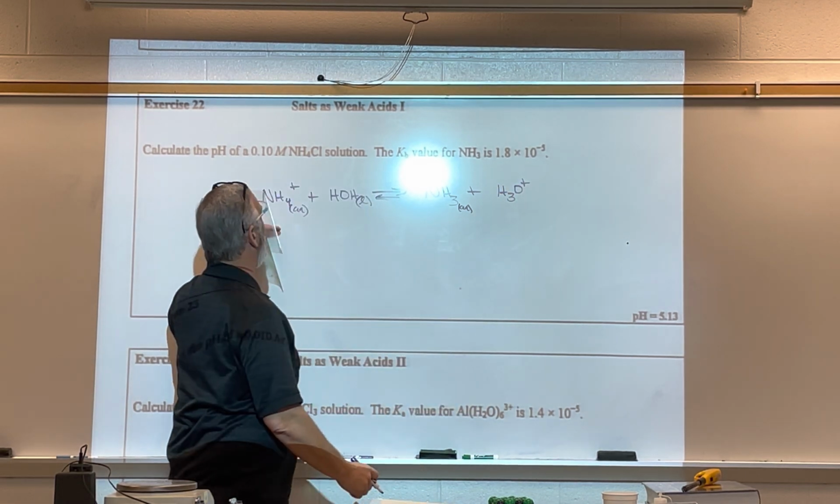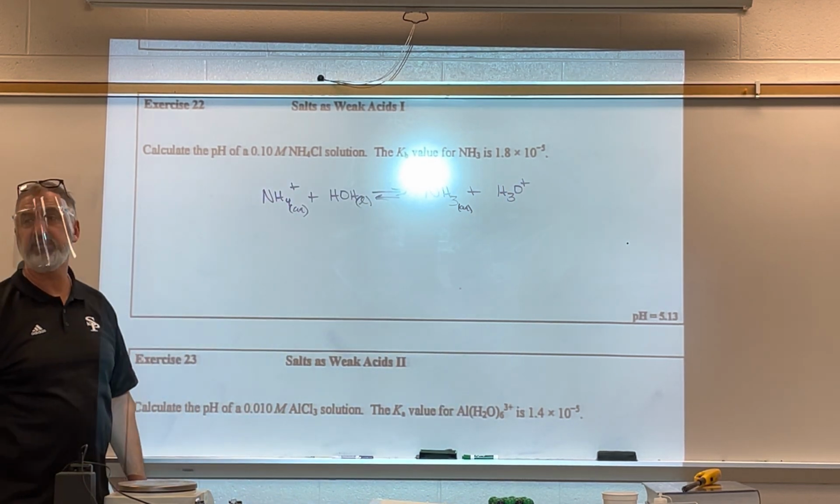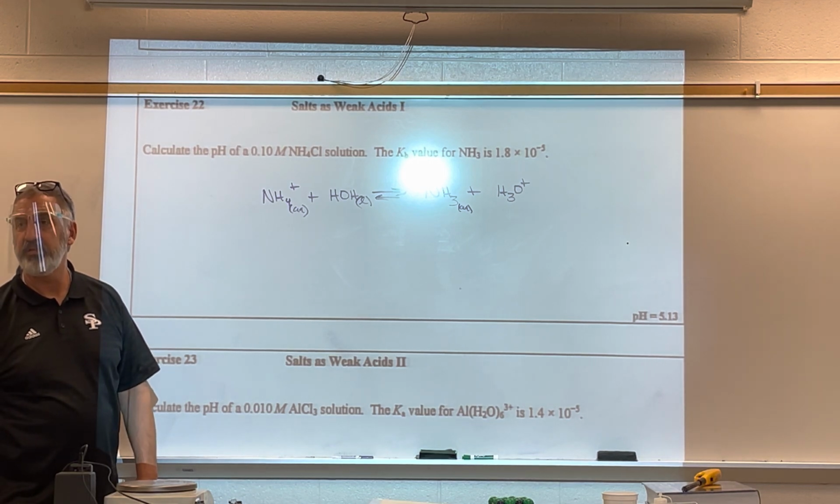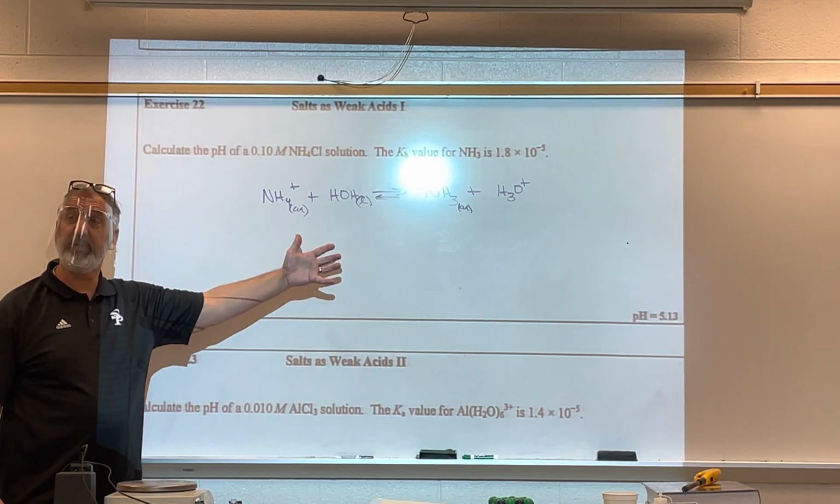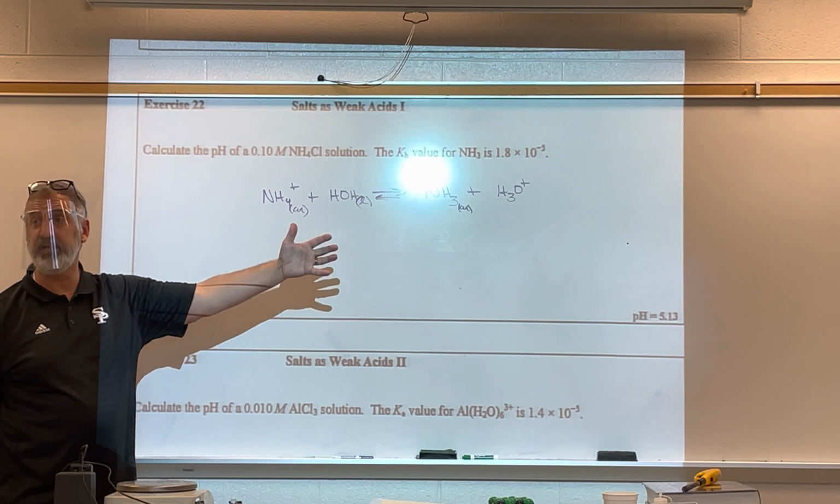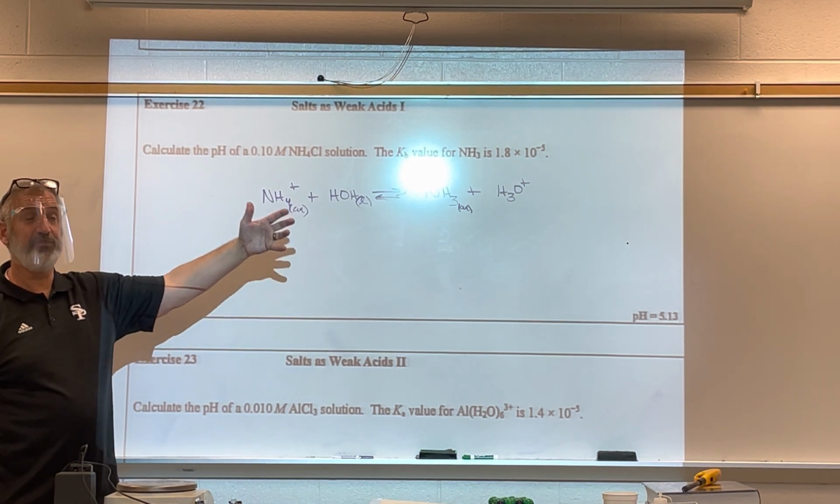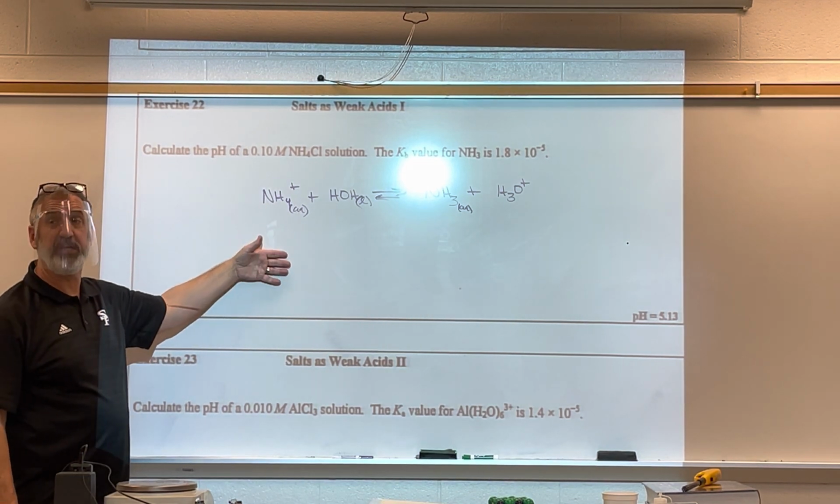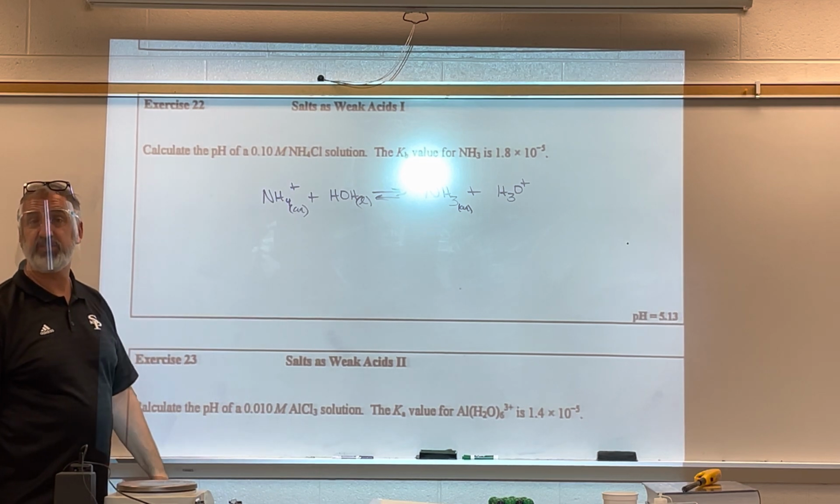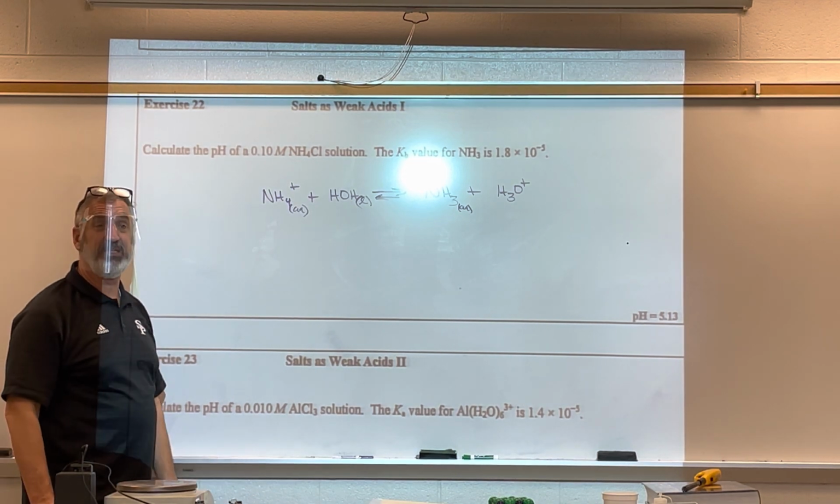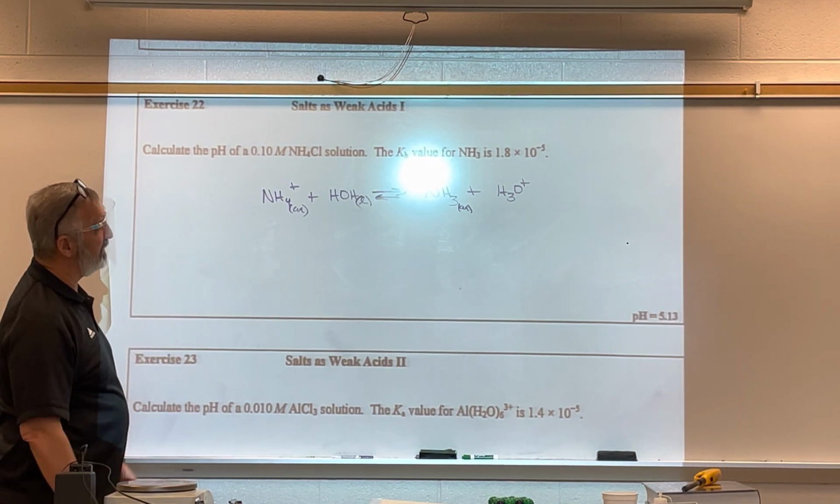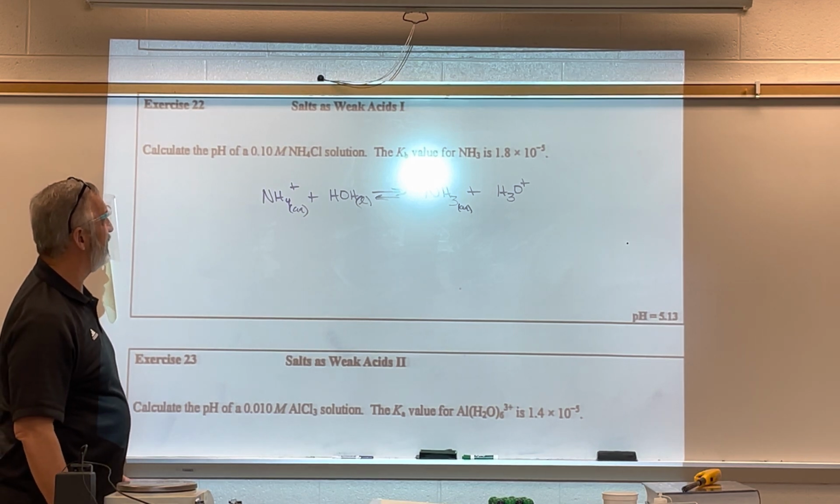An acidic salt is not going to produce OH-. An acidic salt produces H3O+. A basic salt produces OH-. And if you go back and look at the notes, there's a little thing about this on page 19 or 20 that you can look at if you're struggling with that a little bit.